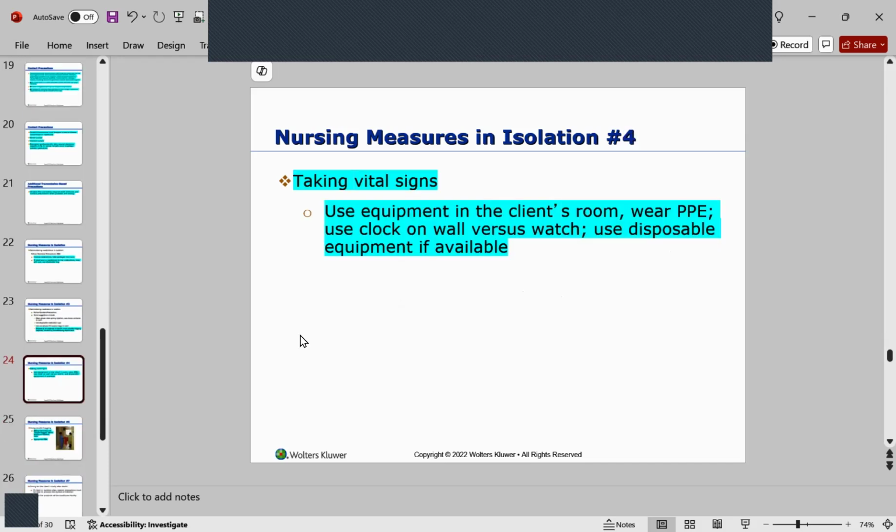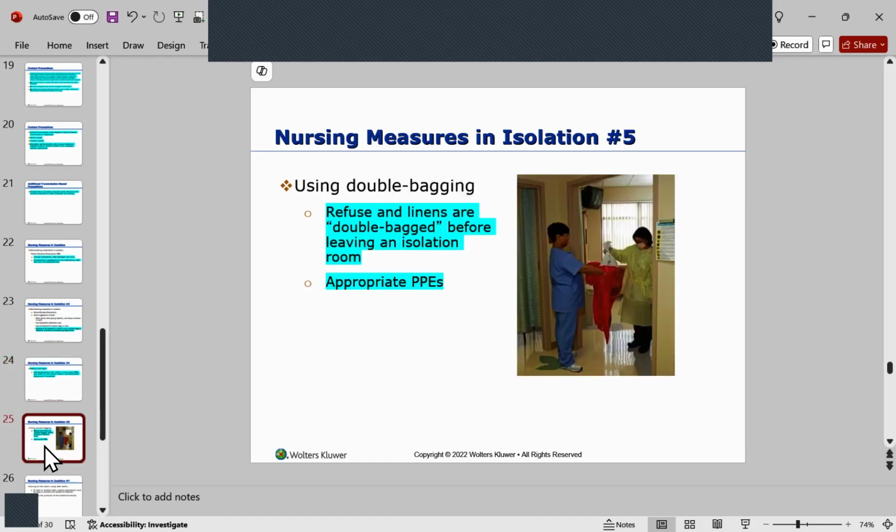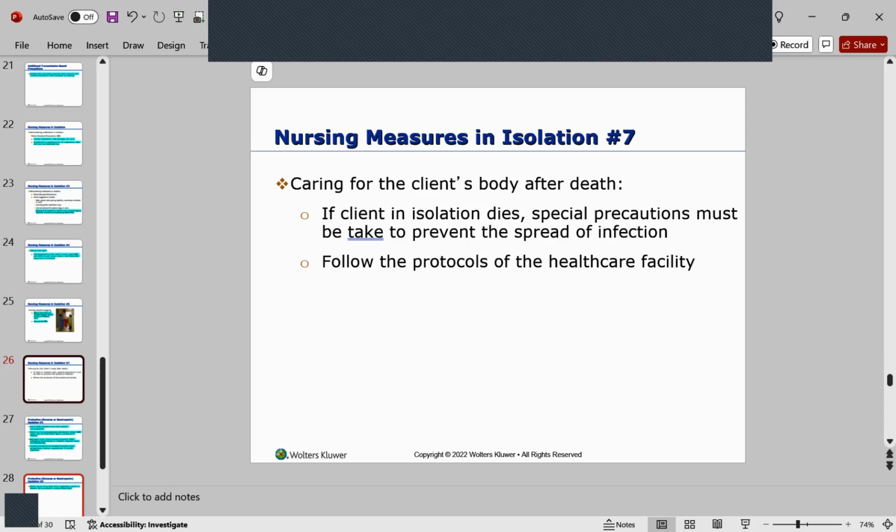Okay. When you're taking vital signs on somebody who's in isolation, wear your PPE. Try to use a wall clock, and if you can, use disposable equipment. Most facilities are using disposable equipment, right, to try to prevent the spread of infection. And double bagging, right? Trash, refuse, and linens are always double bagged before you leave the room, and you tie a nice big knot at the top and then remove it from the room, okay, so that it's contained.